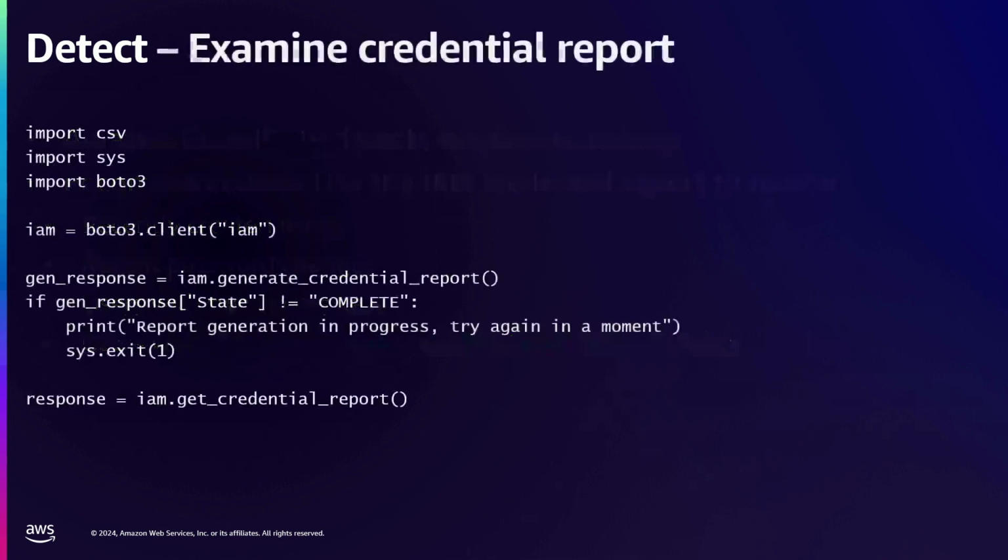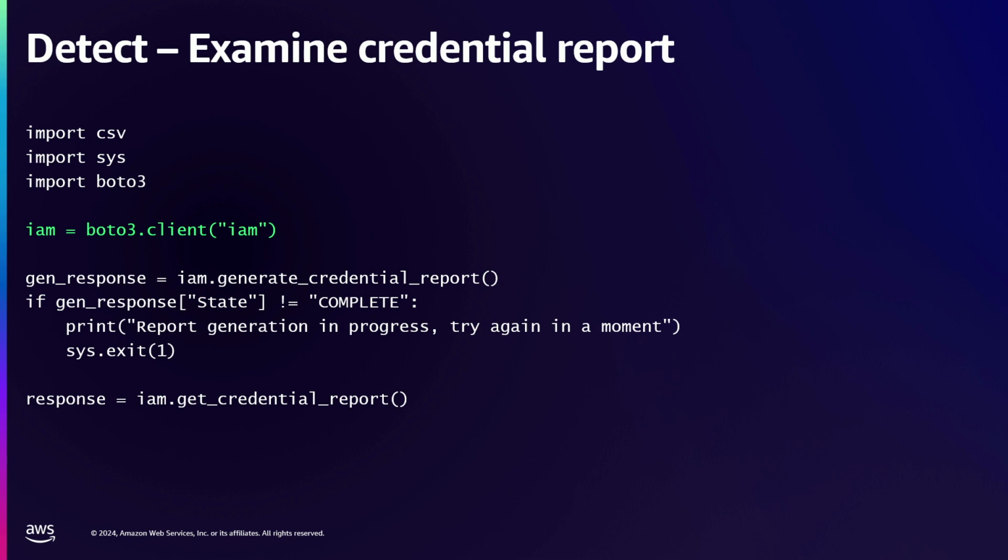So the code for that will look like this. Let's step through and look what each part is doing. We start by importing some standard libraries. We've got Python CSV library and the sys library, and then the Boto3 library, which is our SDK. Next, we're going to create an IAM client from Boto3. This is what's going to allow us to call the IAM APIs.